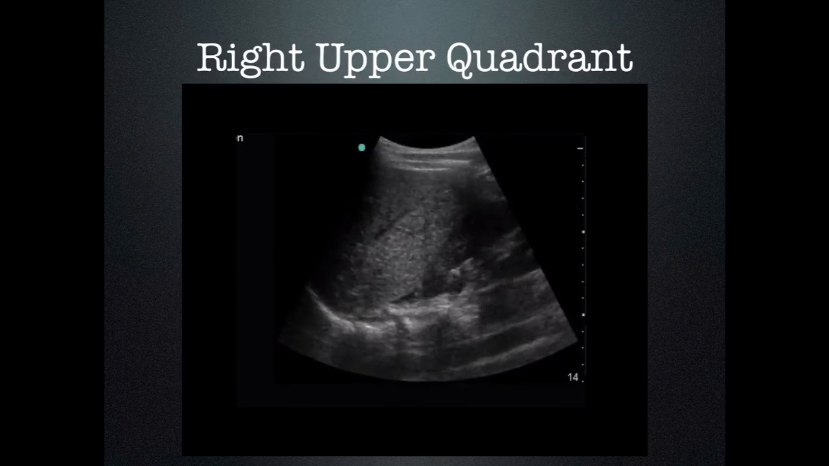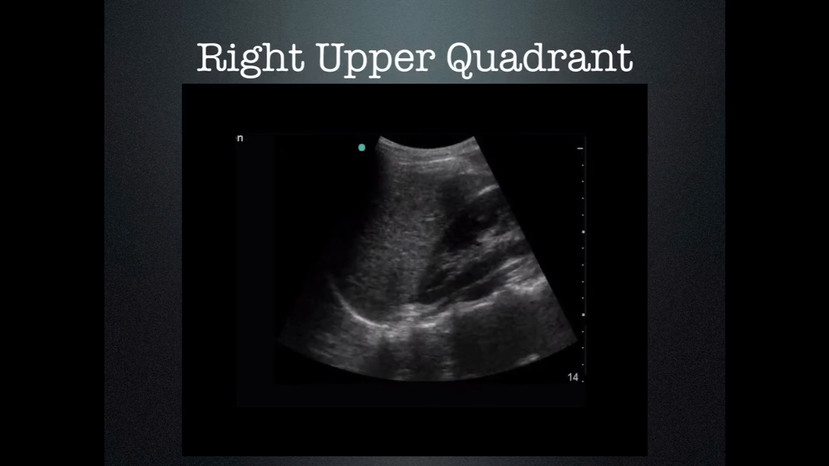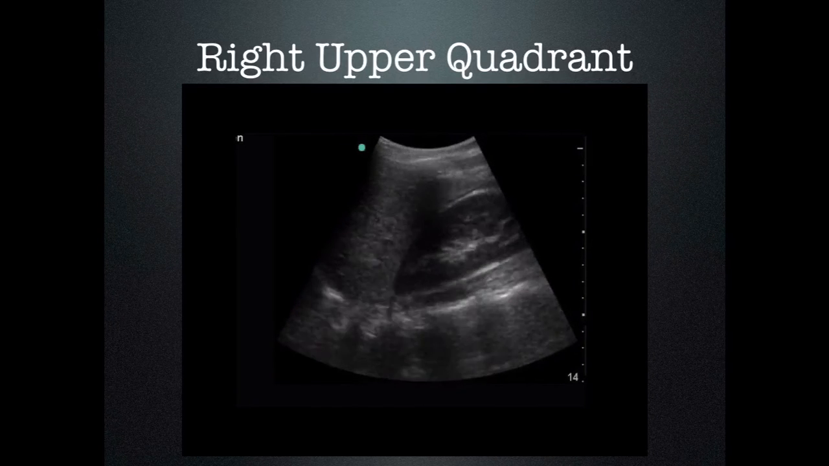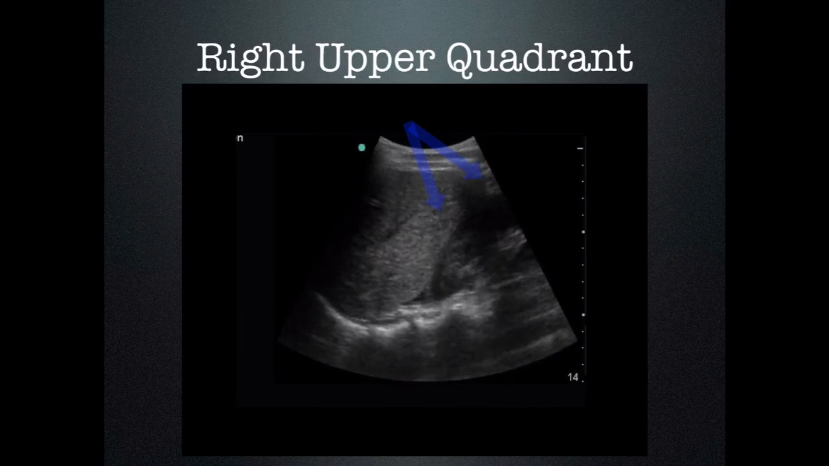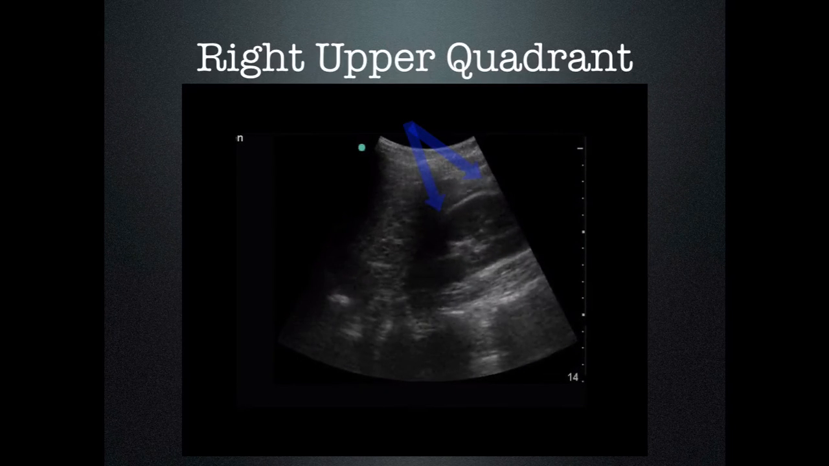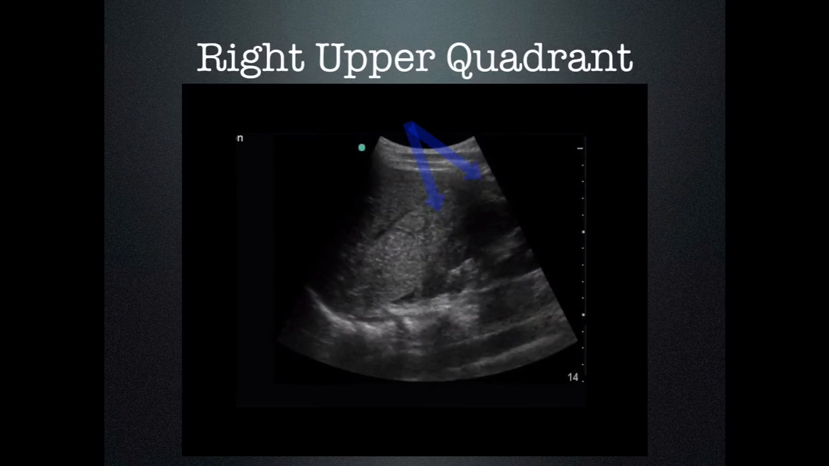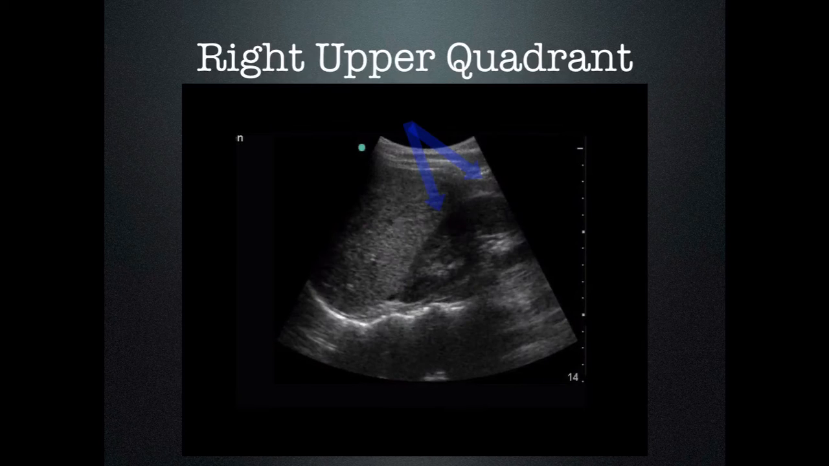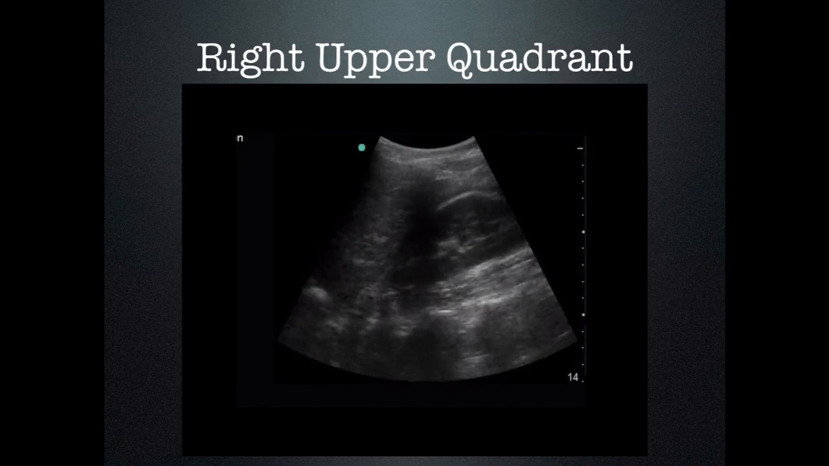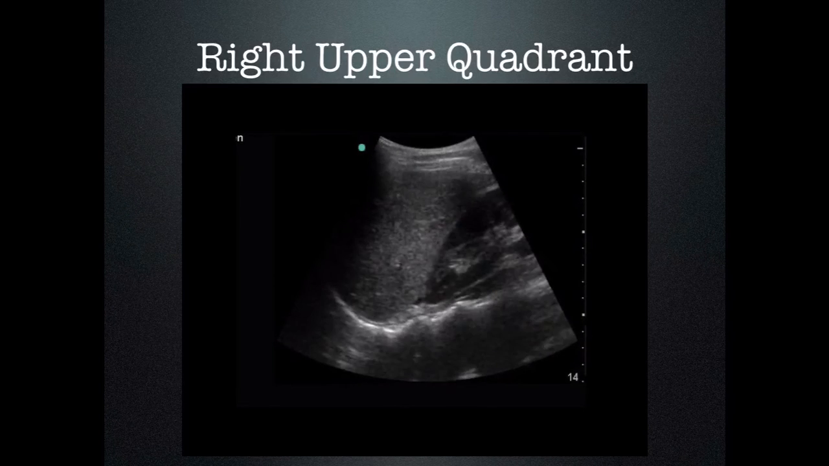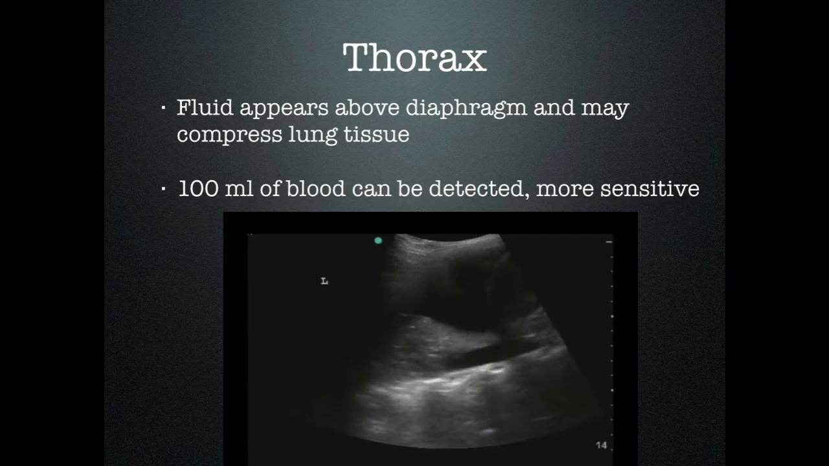Here's another example. We see the liver and the kidney. There's a rib shadow in our way, but if we look at the anterior or superior portion of the kidney, there's a very small black stripe of fluid anterior to the kidney, between the kidney and the liver. Again, small stripes of fluid are significant. A half centimeter stripe of fluid means about half a liter of blood. So a small stripe of fluid does not necessarily mean that it's a small amount of blood. It's generally going to be a large amount of blood.